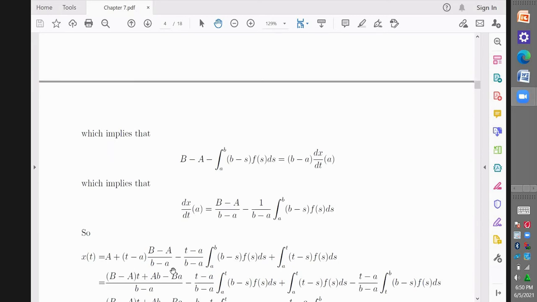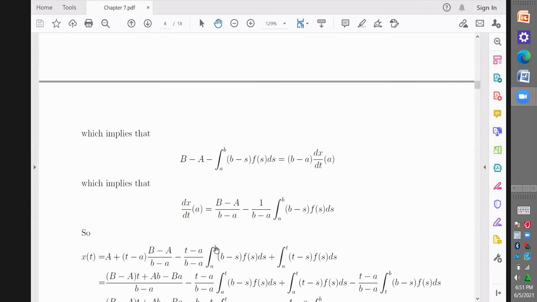Now just taking the LCM of these, you can see this can be expressed as (b minus a) into t plus ab minus ba over b minus a, minus this integral from a to b. So first write this integral from a to t. So this is minus (t minus a) over (b minus a), integral from a to t into (b minus s) f plus ds, plus this as it is, integral from a to t into (t minus s) f plus ds.